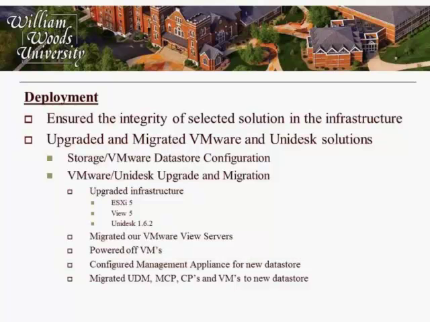Deployment. So basically we ensured the integrity of the selected solution in the infrastructure. We then upgraded and migrated VMware in our Unidesk solutions. So after setting up the storage, configuring it, making sure it was solid, we went ahead and configured the datastore in VMware, and then we began the VMware and Unidesk upgrade and migration. It really was textbook. I didn't have any issues whatsoever. It went very smoothly. I was almost worried, but we upgraded to ESXi 5, we upgraded to View 5, and Unidesk 1.6.2. After we upgraded the software, we migrated our VMware View servers over to the new storage.